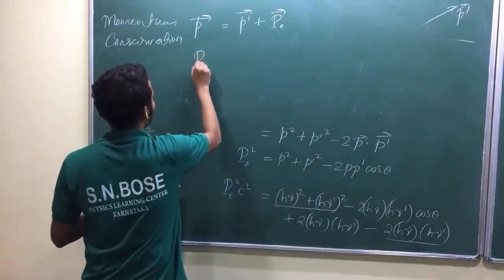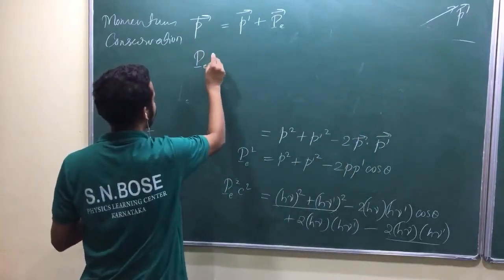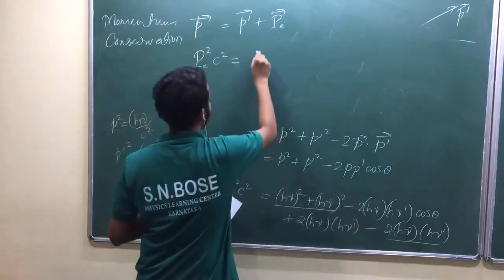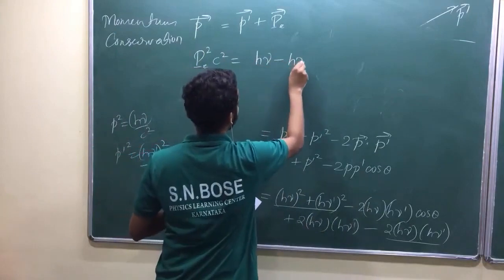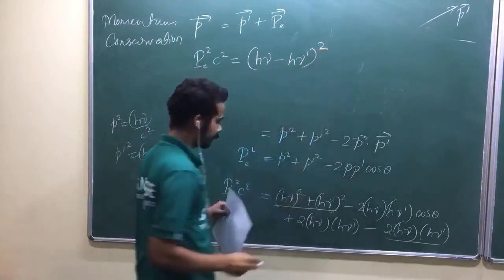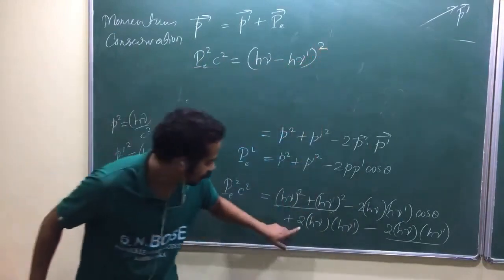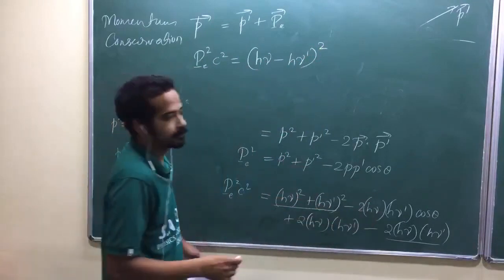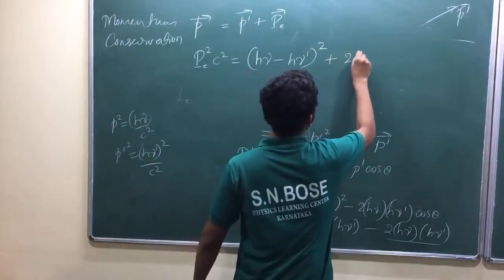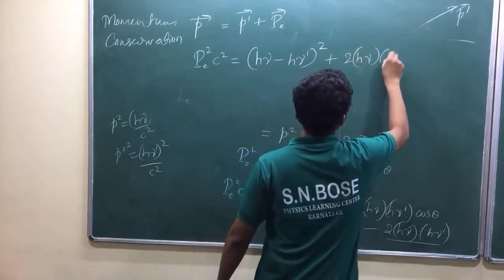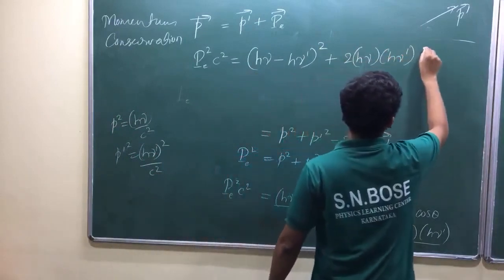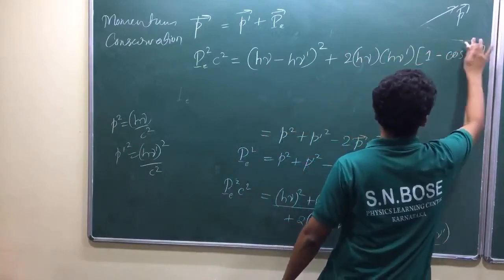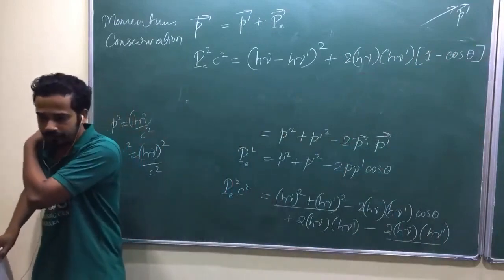Now from momentum conservation, PE square c square is equal to h nu minus h nu prime the whole square. Here, 2 h nu h nu prime you can take common, and you can write 1 minus cos theta. Just check it out.